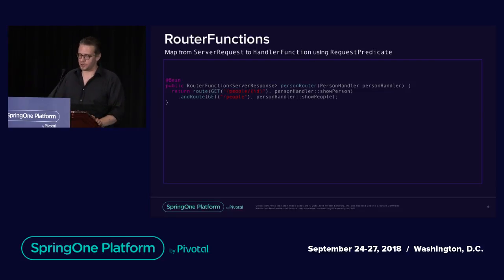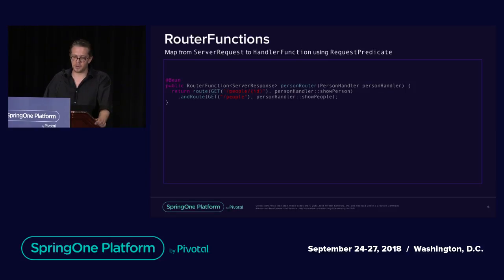So a router function is a function that maps from a server request to a handler function. Right, and that's basically the job in Spring MVC, the annotation-based one, that would be the annotation, right? RequestMapping. That's basically a sort of router function in a way. And you use request predicates to do so. So little tests, basically. You typically, in a Spring Boot application at least, would wire those up as a bean, right? But you could also do it with functional bean configuration to decrease the startup time. But here I'm using @Bean just to keep it comfortable for everybody.